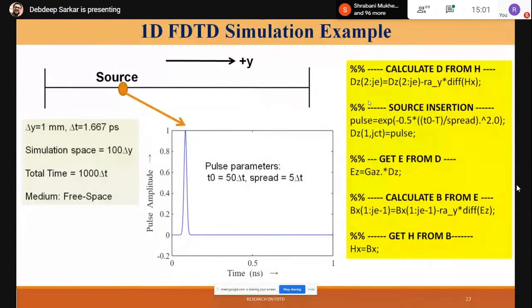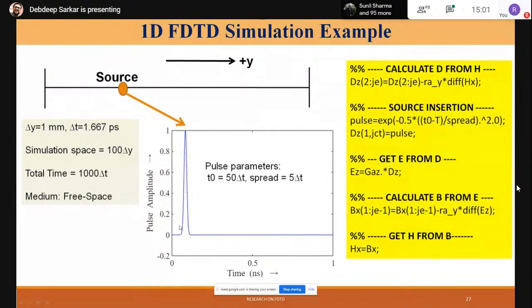So far I have just talked about the update equations, but you cannot update anything if you do not put in any source. So I do a numerical experiment. In the y direction I keep 100 points, and I discretize with delta y equal to 1 millimeter. I want to plug in a source at the source location, which I have taken at j equal to 30, and I launch a particular pulse.